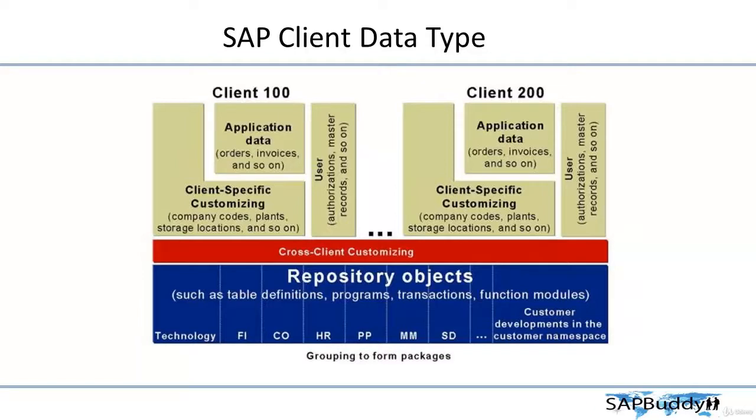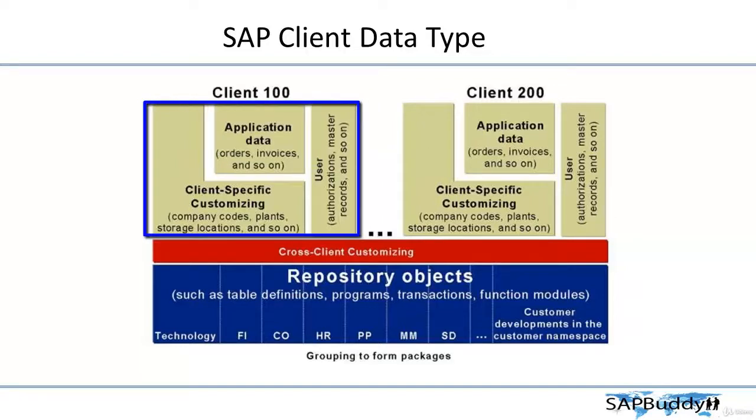In general, all the ABAP dictionary and all the ABAP objects are part of repository objects. Application data can be an order or an invoice of a specific company. This is application data which is different from one client to another. It is client dependent data, and the customizing related to the application data is client specific customizing.